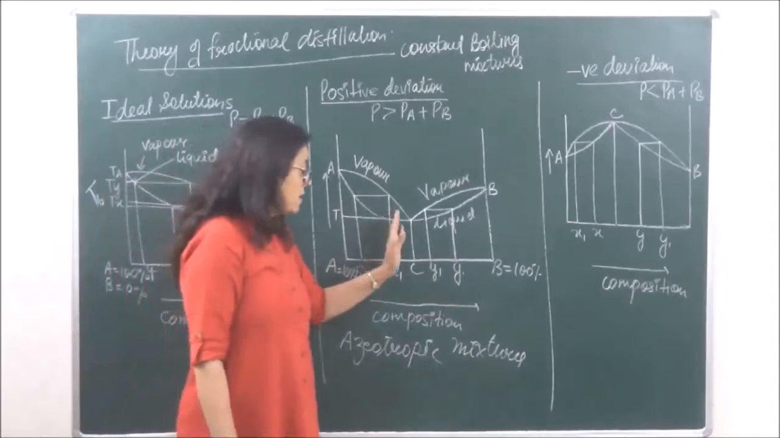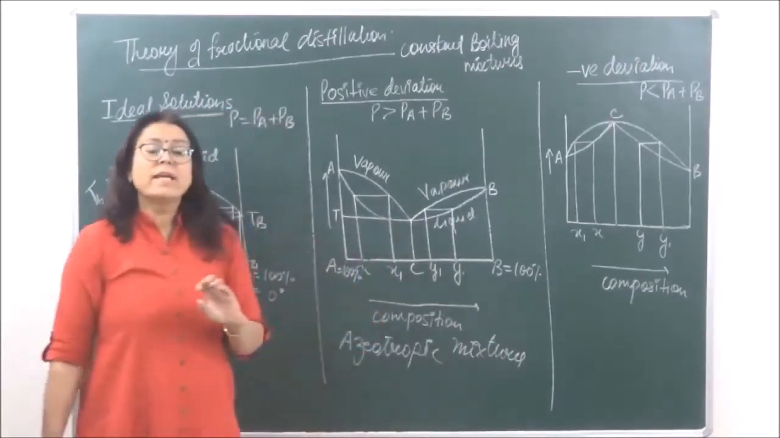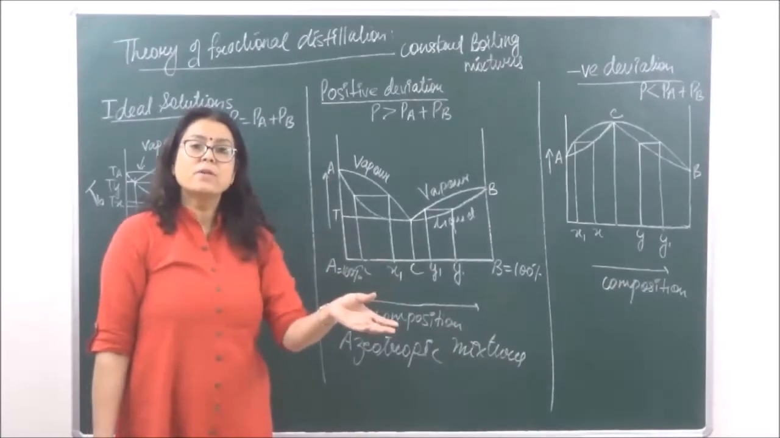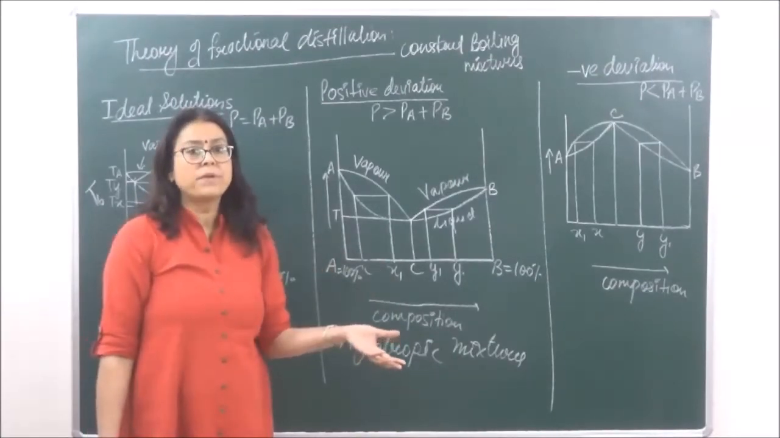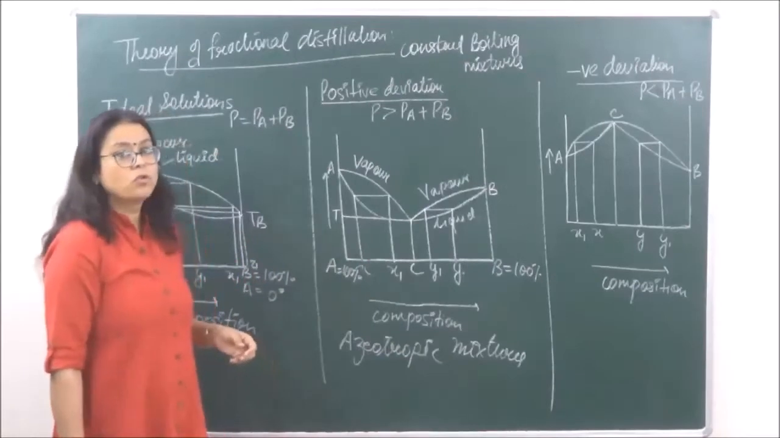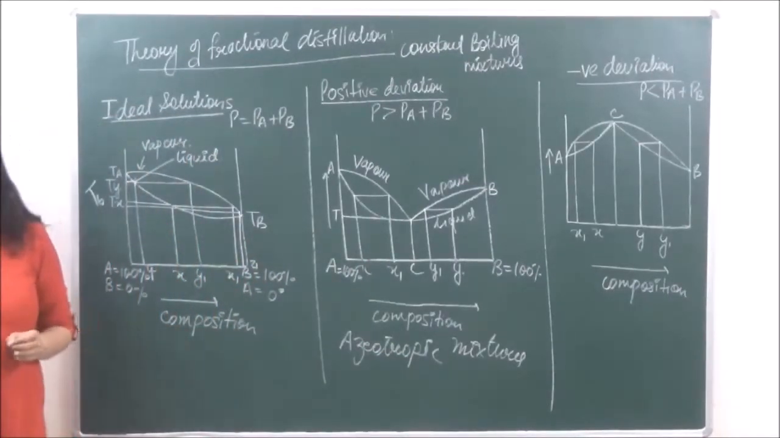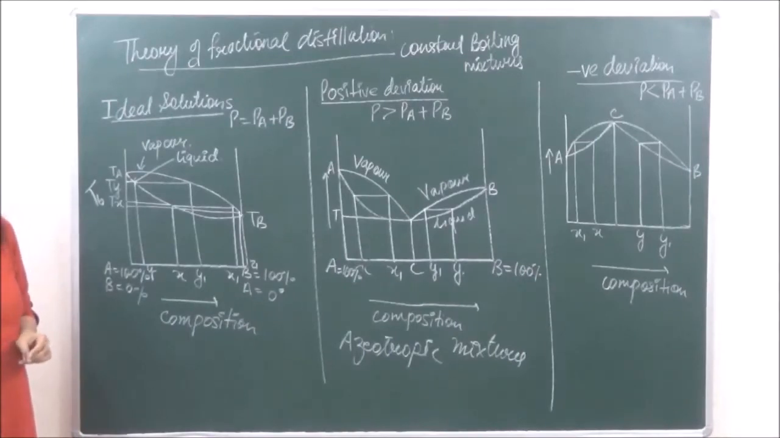At point C, for such mixtures, we can never distill 100% of either of the components in these kinds of solutions. So these are known as what? They are known as minimum boiling azeotropes. Examples we will talk of later. Let's understand the negative deviation.